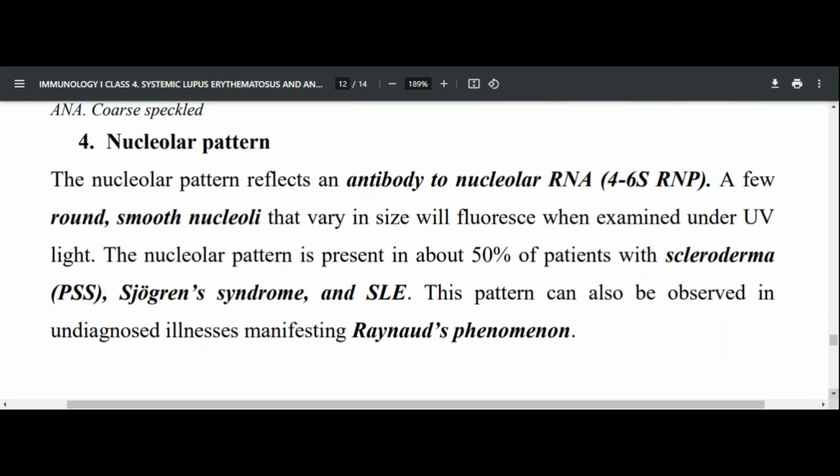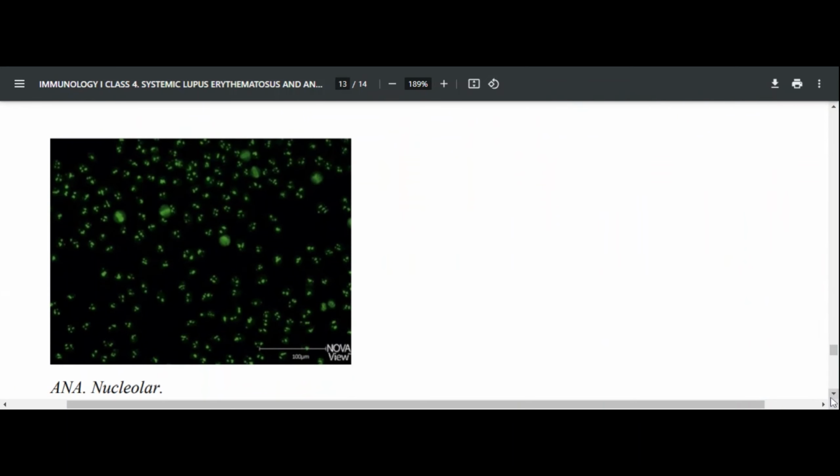This is also found. Nucleolar antibodies are detected against nucleolar ribonucleic acid, or these subunits of RNP, ribonucleoprotein. That's how they look. They are just like very small fluorescing nucleolar dots.